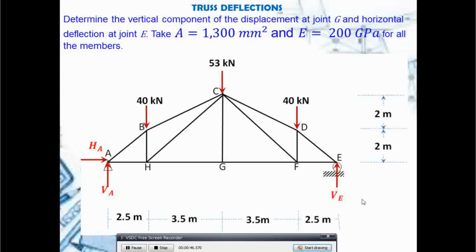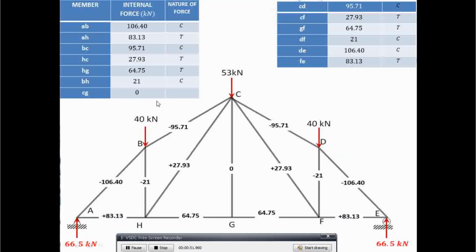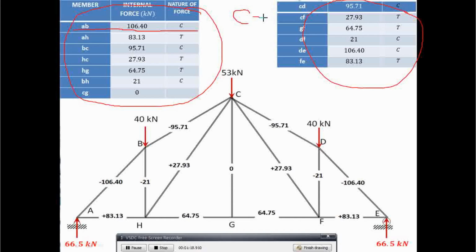Then, kapag nakuha nyo na yung mga values, next step you're going to do is to get the values of the internal forces. Di ba dun sa may lesson 1, ito yung mga values na nakuha ninyo. Now, if you look at my diagram, bakit may negative, bakit may positive? Okay, let's take a look at AB. AB is 106.4 under compression. And ulit-ulitin ko, kapag sinabi natin compression, ang sign convention natin negative. Kapag tension naman, ang sign convention natin positive.